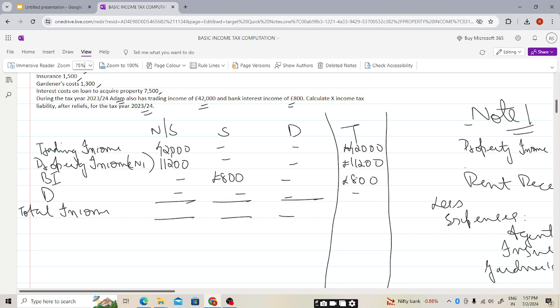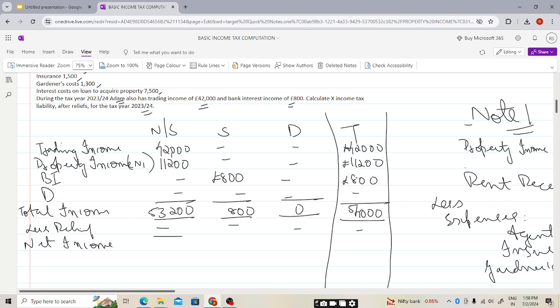So saving, non-saving and dividend income. What will be the non-saving total income? It will be 53,200. For saving it will be 800 pounds. For dividend it will be 0. And our total income will be 54,000. Now, do we have any relief? No. So this will give rise to our net income. Our net income will be the same as our total income, because we do not have any relief.